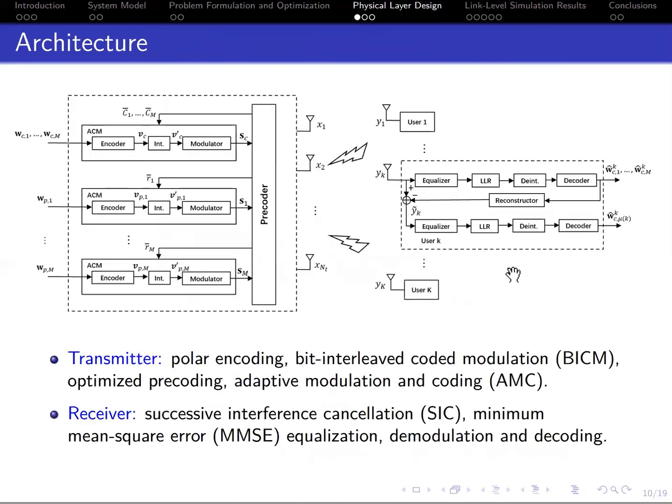This figure shows the RSMA transmitter and receiver architecture for multigroup multicast. For the transmitter, we use polar encoding with bit-interleaved coded modulation. We also use the optimized precoders and AMC algorithm to determine the appropriate modulation and coding scheme. The receiver side includes the SIC receiver, MMSE equalizer, and demodulation and decoding for polar codes.